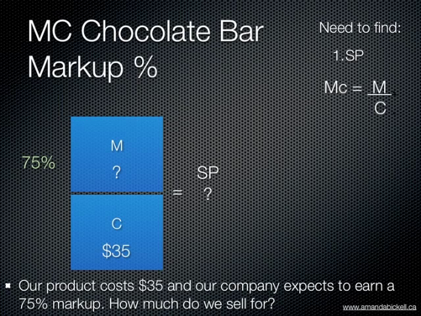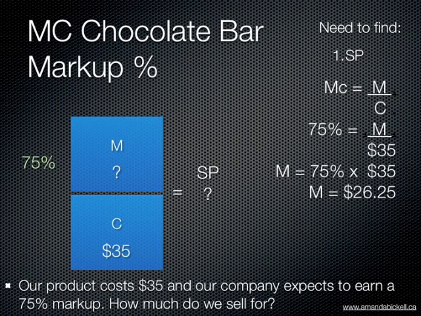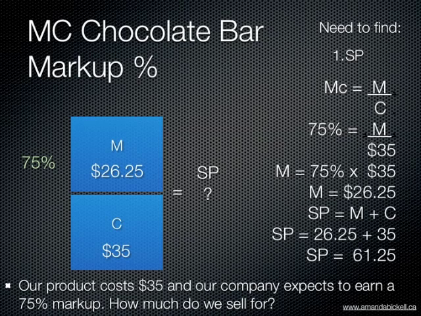We had that equation that we used just a few minutes ago, that the markup as a percentage is the markup in dollars divided by the cost in dollars. So let's fill in what we know. We can now rearrange the equation to solve for the markup in dollars. It comes out to 26.25. We can then use our fundamental equation that the selling price is the markup plus the cost, add those two together, and we come out to our selling price of $61.25.